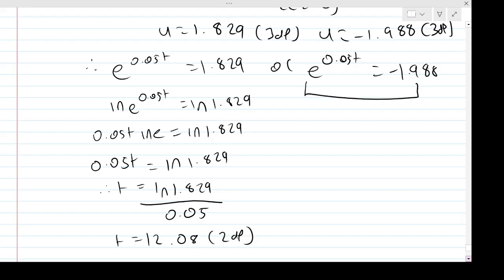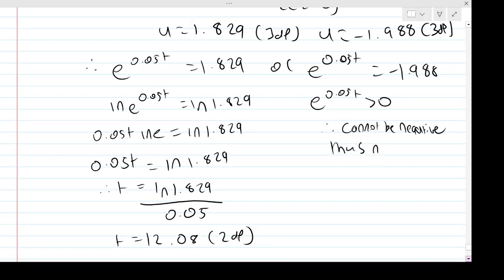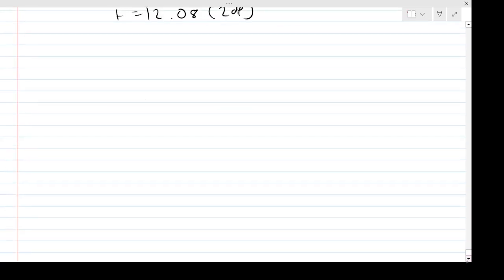Then I need to solve this one, but actually I can't solve it because spot this, again I got an exponential equal to a negative, that cannot happen, okay? e to the 0.05t always has to be positive above 0, therefore cannot be negative, hence no solutions there. And again, if you were to take logs, you'd spot very quickly you're going to take the log of a negative, which can't happen either. So there's no solutions here. So the only solution is indeed 12.08.